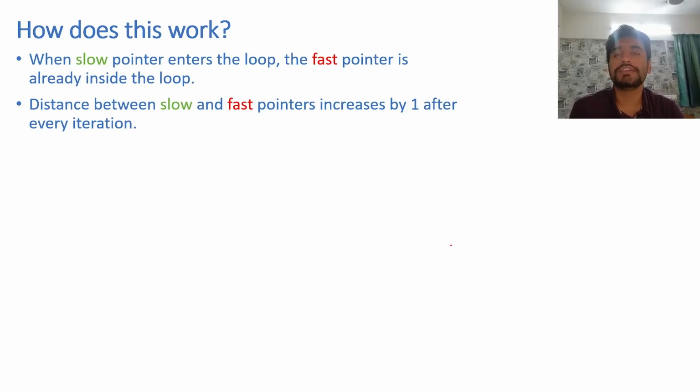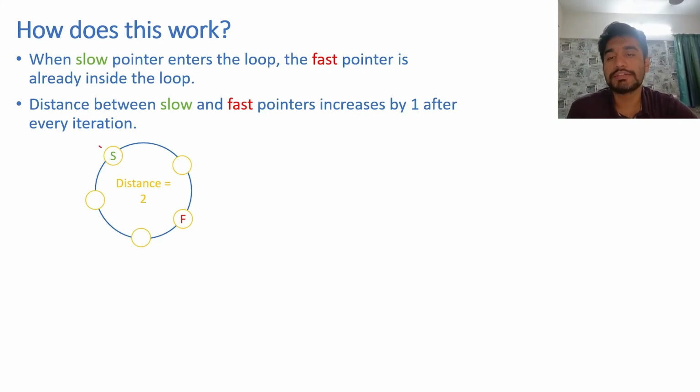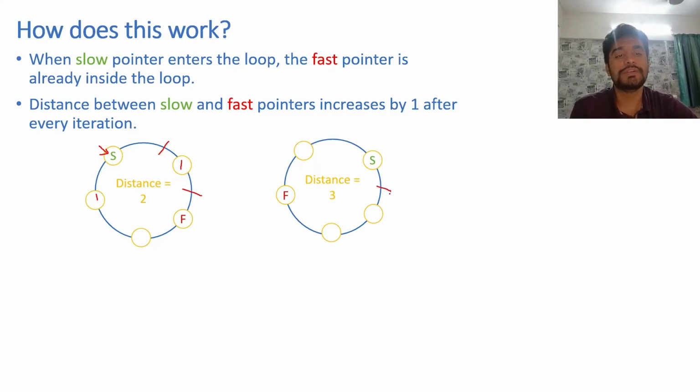This might not be as intuitive to imagine, so let us look at this in action. We have a linked list where the slow pointer has just entered the loop and the fast pointer is ahead of the slow pointer by 2 units. So the distance between the slow and fast pointer is equal to 2. In the next iteration, S will reach here and F will reach here. And at this stage, the distance between the slow and fast pointers is equal to 3 units. We can see that the distance between the two pointers has indeed increased by 1 in one iteration.